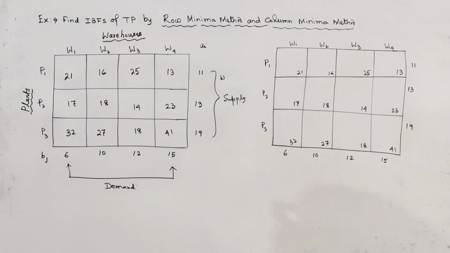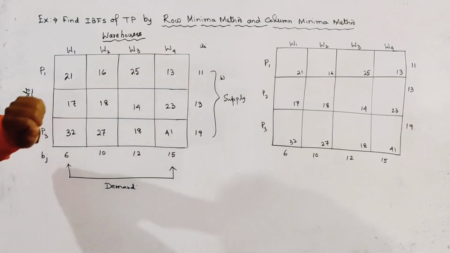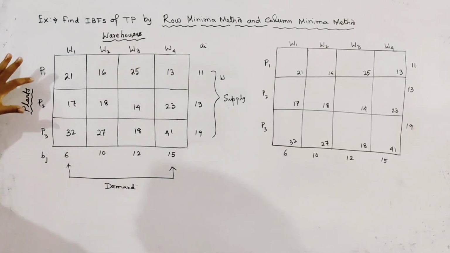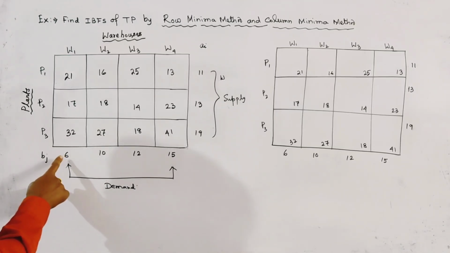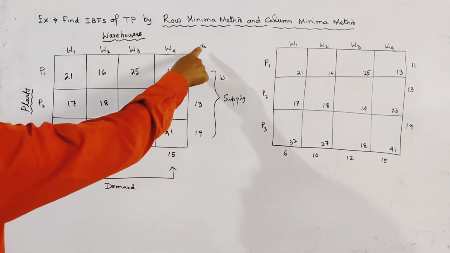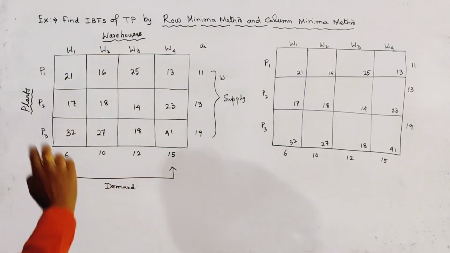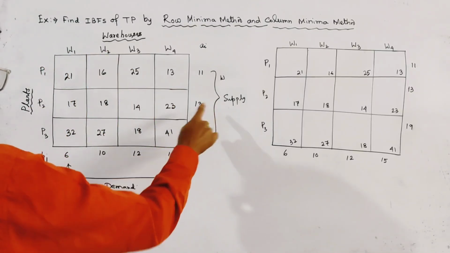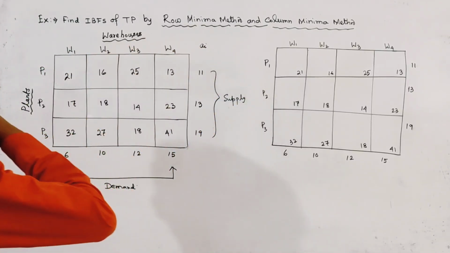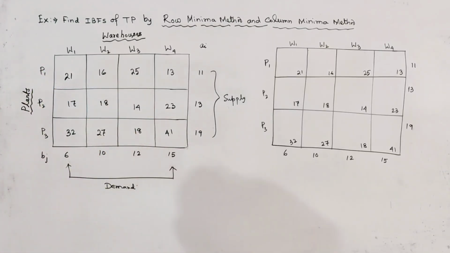The problem is given as: a company has 4 warehouses W1, W2, W3, W4 and 3 plants P1, P2, P3. The demands of the 4 warehouses, the bj, are 6, 10, 12 and 15, and the supplies of the 3 plants are 11, 13 and 19. These are the supply and these are the demand, and the corresponding transportation costs are given in the corresponding cells.